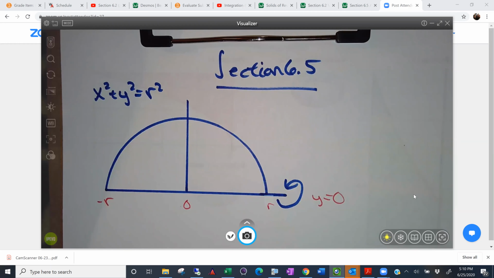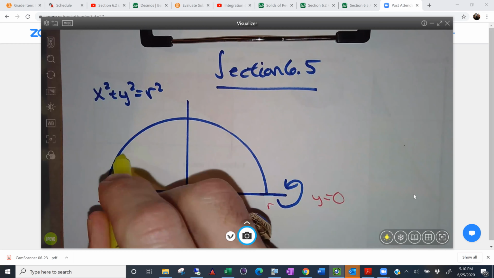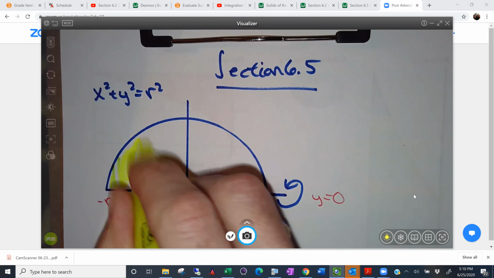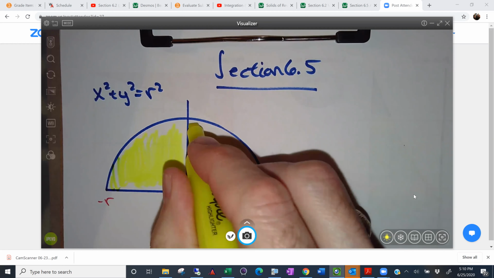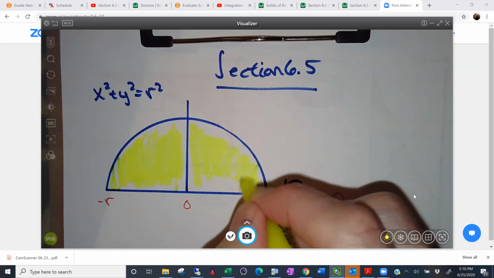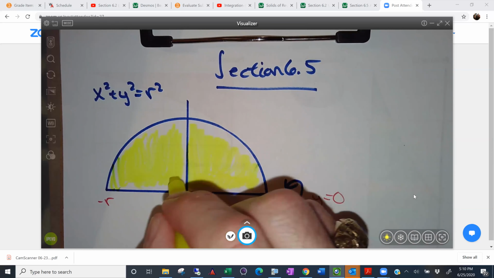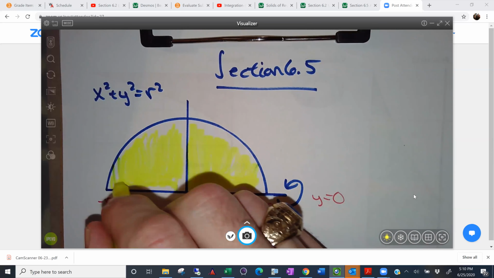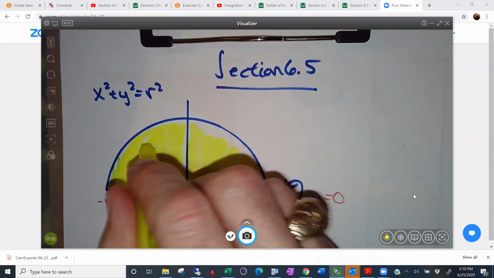Now, the important thing to realize is that this region is flush with our axis of rotation. And by that, I mean it touches the axis of rotation everywhere. There's no gaps. And that's not going to be true with all of our figures. Some of them, but not all of them. And when it's true, then that makes life a little bit easier. So that's a good thing. It means we're going to be doing the disk method.